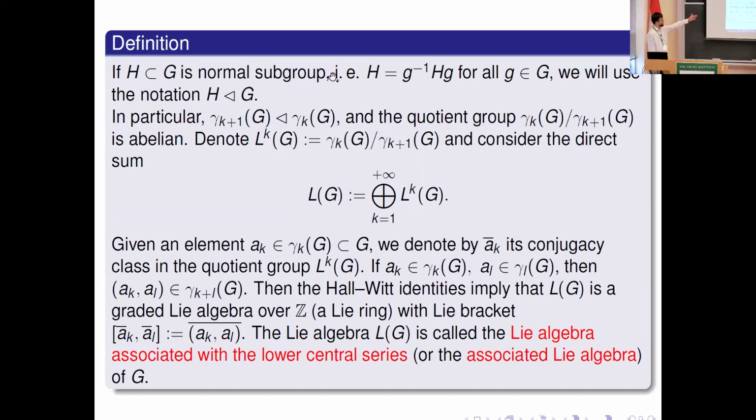Given an element a_k from gamma k, we denote by a_k with a line its conjugacy class in the quotient group L_k. If a_k is in gamma k and a_l is in gamma l, then the commutator of a_k and a_l is in gamma k plus l. Then the Hall–Witt identities imply that L(G) is a graded Lie algebra over Z with Lie bracket like this. The Lie algebra L(G) is called the Lie algebra associated with the lower central series, or the associated Lie algebra of group G.